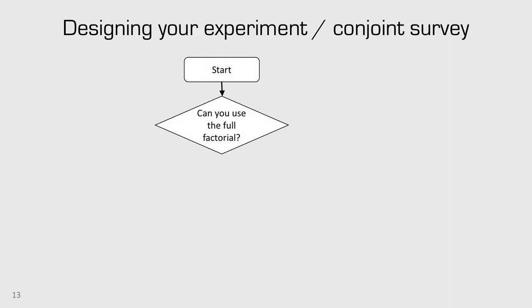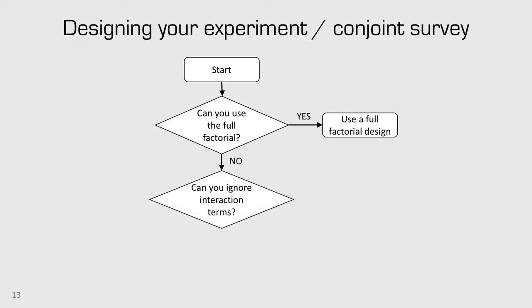When you're designing your experiment, consider the following different questions. First, can you use the full factorial design? If you don't have too many attributes and each of those attributes don't have too many levels, then you may be able to use the full factorial design. In making this decision, you also have to consider what your sample size is likely to be and how many questions each person is going to answer.